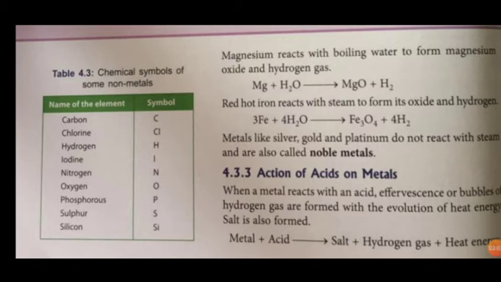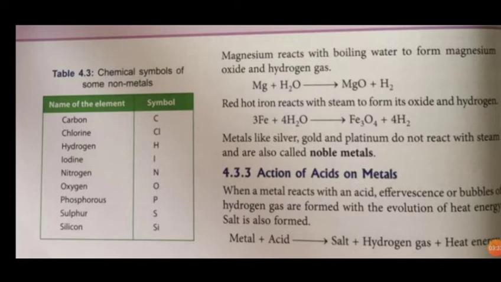So they react with water to form the metal oxides with the production of hydrogen gas. Like the example in front of us, the iron reacts with steam to form its oxide with the production of hydrogen. And then come the other metals like silver, gold and platinum. They don't react with the steam either.